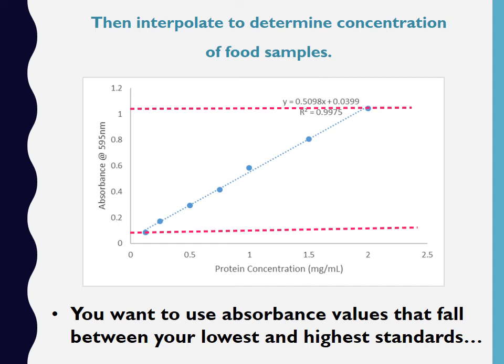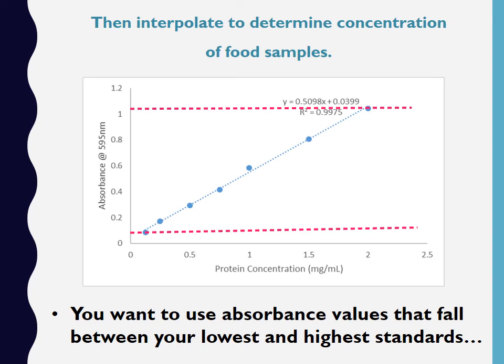The reason you made this standard curve in the first place was to determine the concentration of protein in the 2 food samples that you brought to lab, right? And so you know the absorbance value for your 2 samples. It's what you measured on the spectrophotometer. Now we're going to use our standard curve to figure out their approximate protein concentration. It's important to use absorbance values of your food samples that fall between your lowest and highest protein standards. So I've kind of highlighted those for you here with my pink dotted line.